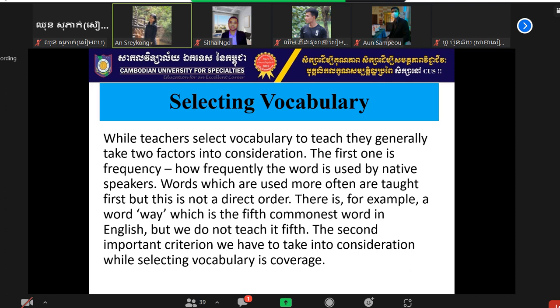And the second important criterion we have to take into consideration while selecting vocabulary is coverage. So this means how many things are covered with a given word. A word is more useful if it covers a lot of things than if it has only one specific meaning. Okay, next slide.